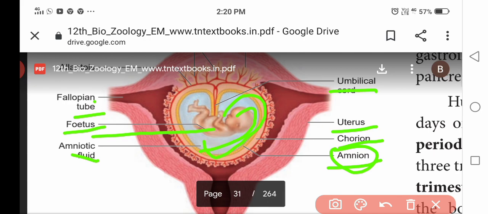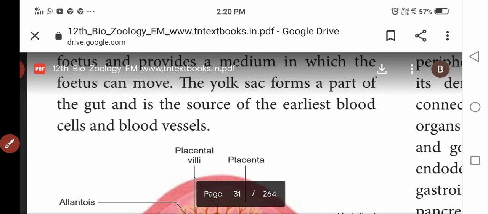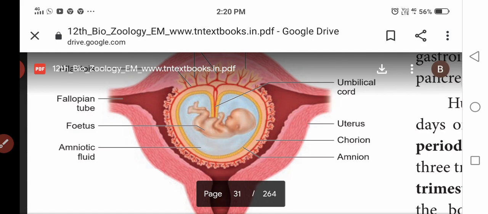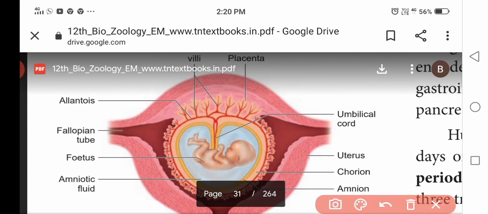Understand? So next is the yolk sac. The yolk sac produces the fetal gut and blood vessels. If the yolk sac is destroyed, the formation of the gut and the full baby form will be disorganized. Next is the allantois.